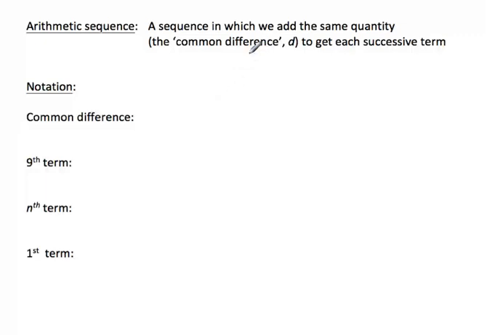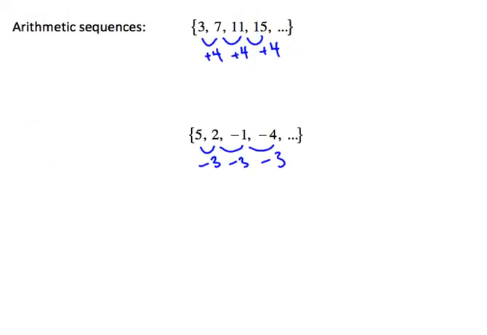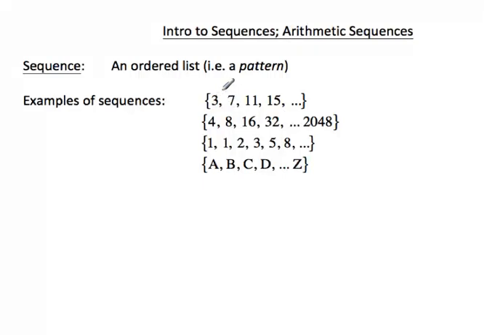So an arithmetic sequence is a sequence in which we add the same quantity, and we're going to call that the common difference, d, to get each successive term. If we go back to those examples then, here the common difference, d, is 4. We're adding 4 each time. Here the common difference is negative 3. And don't get confused by the fact that we said in the definition we're adding the same amount. We can just think of this as adding a negative number. If we go back to the original examples then, you can see that the first one was an arithmetic sequence. We were adding 4 each time. The others are sequences, but they're not arithmetic sequences.